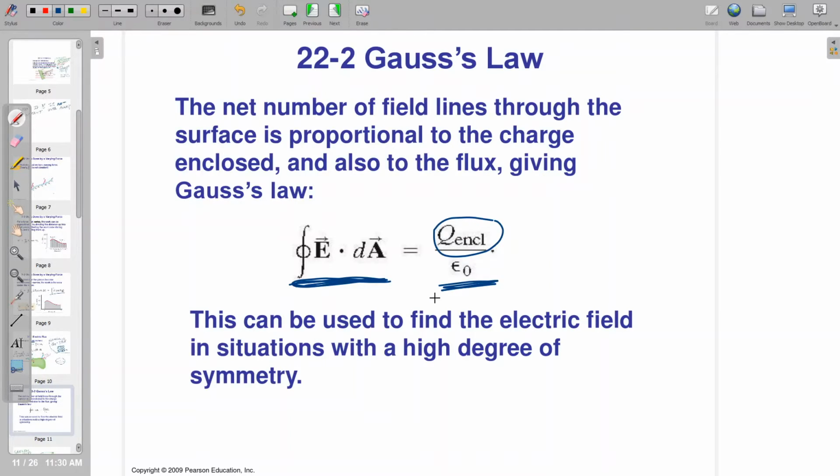Keep that in mind. The reason why we use Gauss's law at all in Physics 2 is because this can be used to find the electric field in situations with a high degree of symmetry. If there's not a high degree of symmetry in the problem, then Gauss's law is still true, but it's probably not going to be helpful for you.